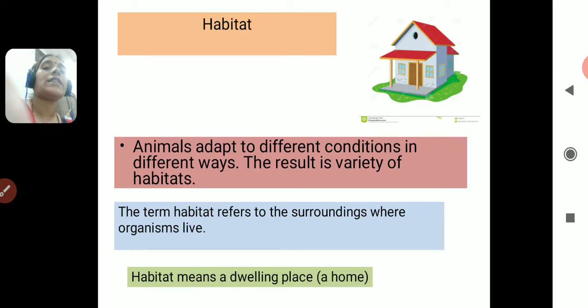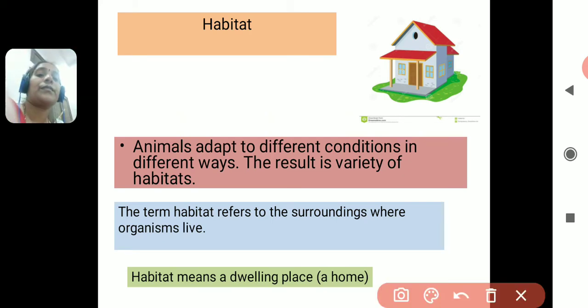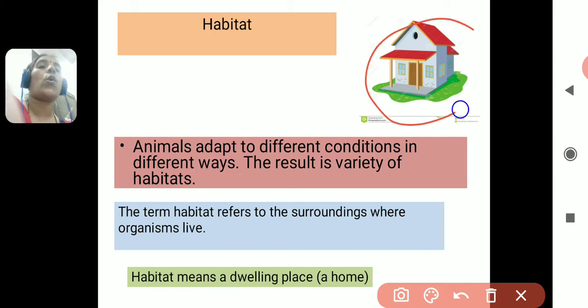So, what is a habitat, students? Animals adapt to different conditions in different ways. The result is a variety of habitats. Habitat refers to the surroundings where organisms live, or you can say habitat means the home or dwelling place of animals.